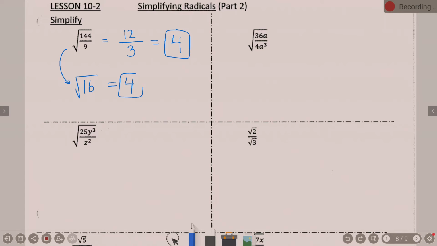Hey, guess what? That matches my answer, doesn't it? Both are good ways to do this. It just depends on the problem as to there are times where it is important to divide before you square root. But in this problem, it didn't matter.